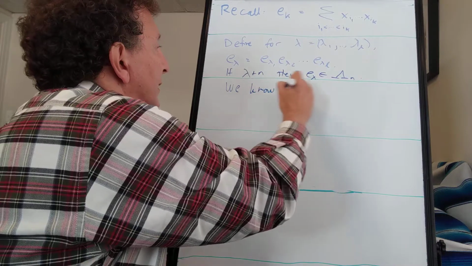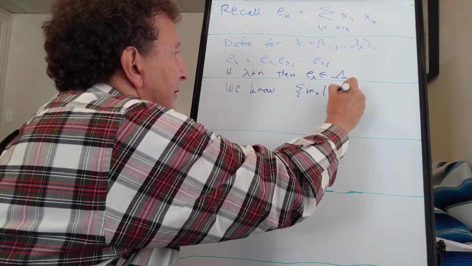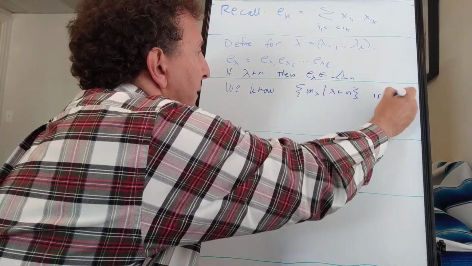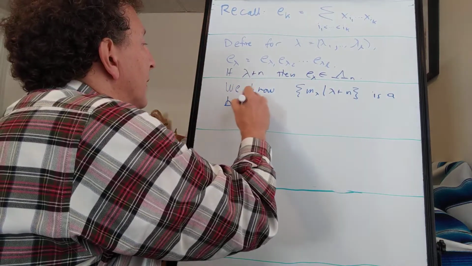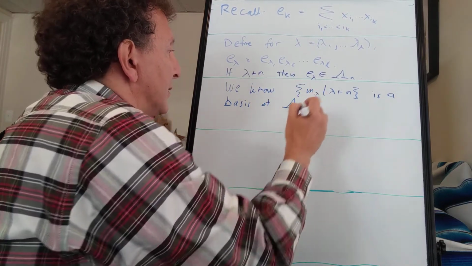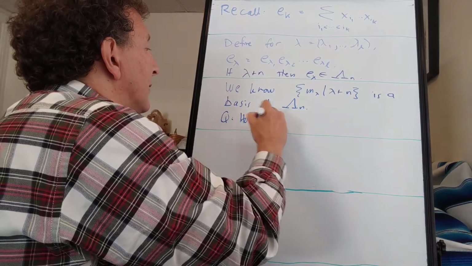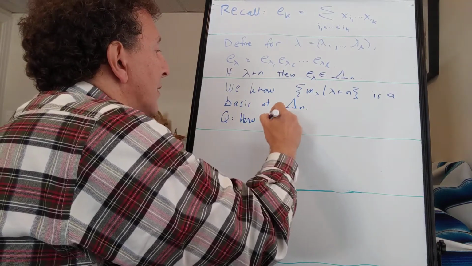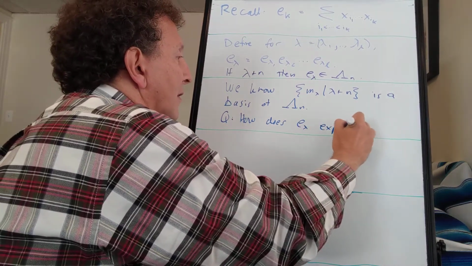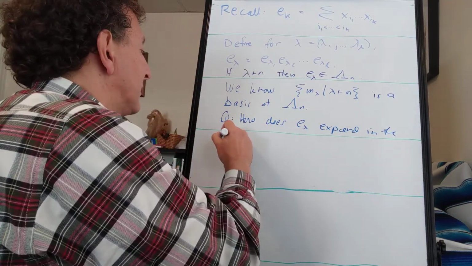And we know that the monomial symmetric functions form a basis of Lambda^n. So a natural question is, how does e_lambda expand in the monomial basis?